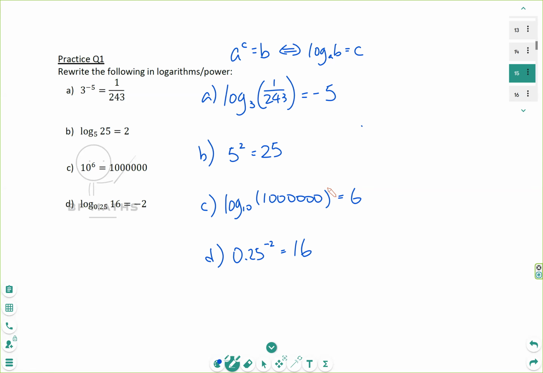Here are the answers. Quite straightforwardly, if you put the left hand side in a calculator, you should get the right hand side value. Okay, right, moving on.